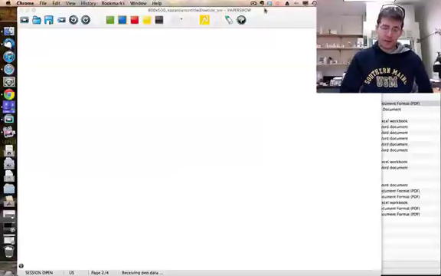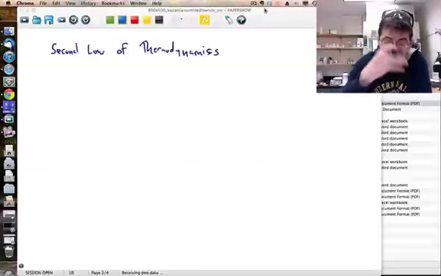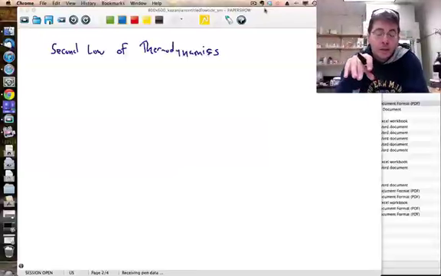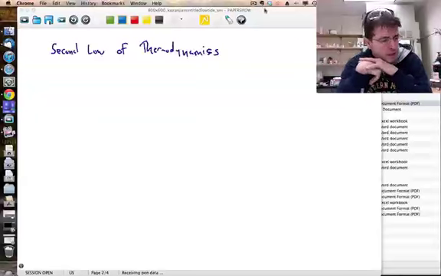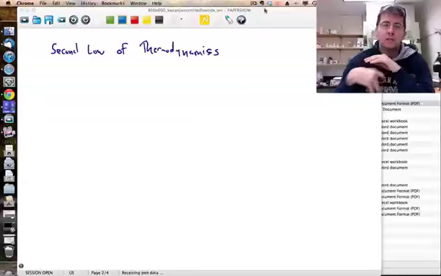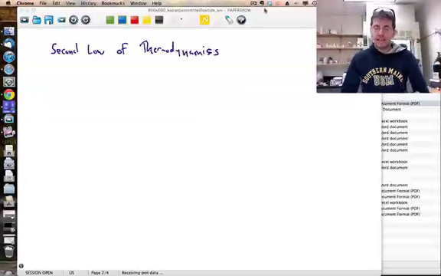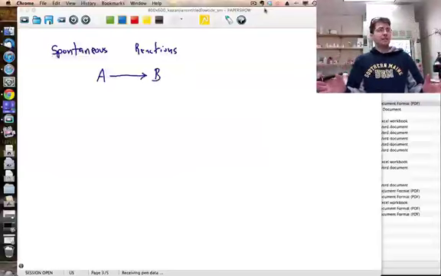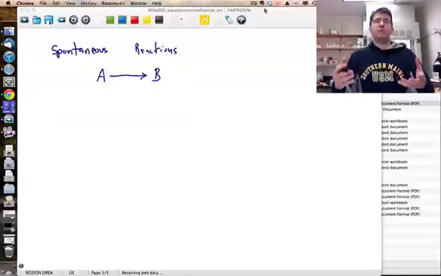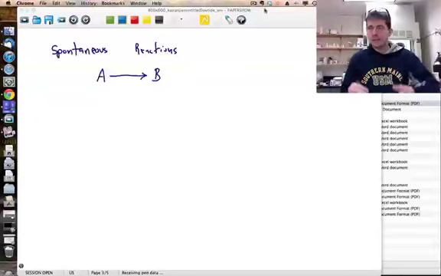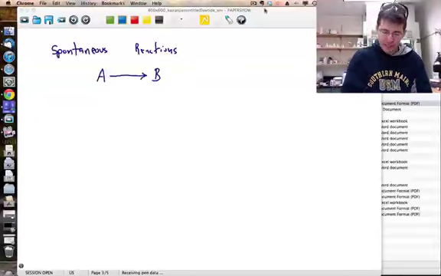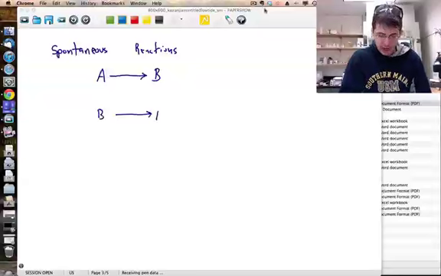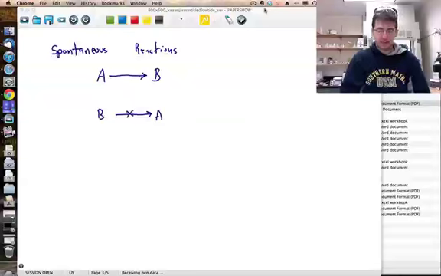Now the second law of thermodynamics. The first law deals with energy. With the second law, where we're going with this is looking at when reactions are spontaneous. This deals with spontaneity. At the simplest level, a spontaneous reaction is one that takes place, given a set of conditions: A goes to B. And there's a corollary to this. If a reaction is spontaneous, what that means is the reverse reaction is not spontaneous.